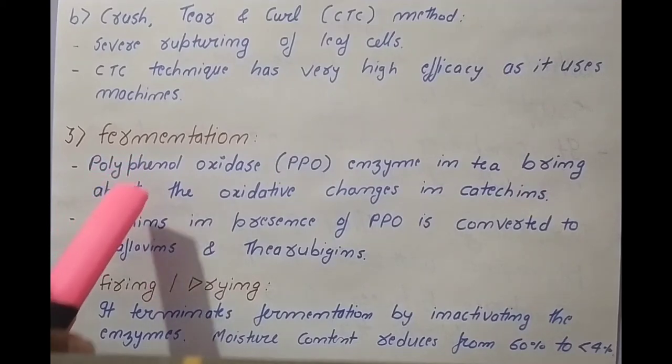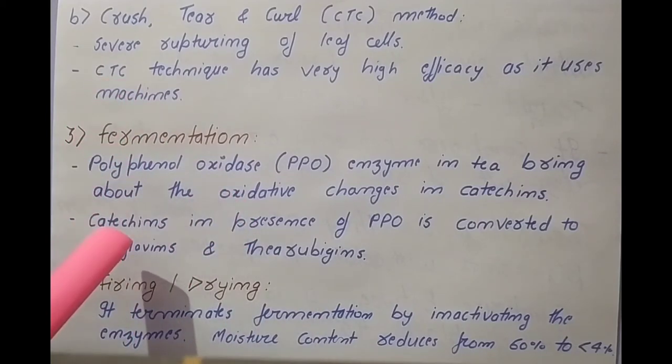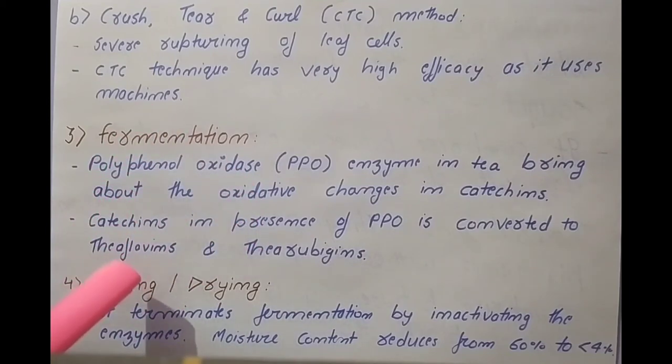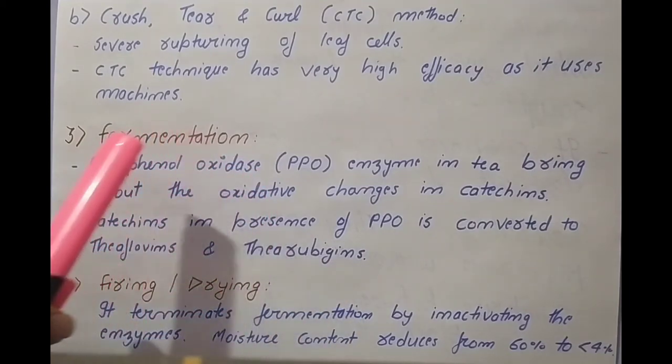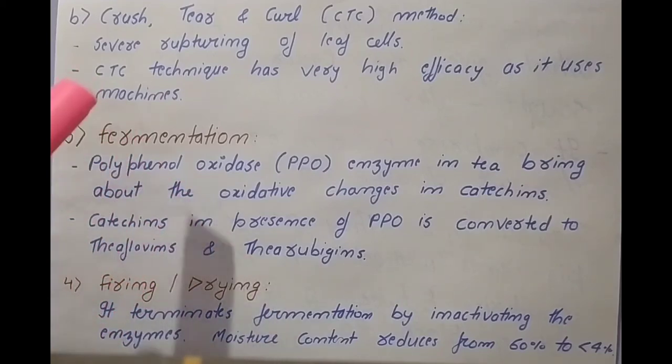The fourth process is fermentation. In fermentation, the PPO enzyme in tea brings about oxidative changes in catechin. Catechin, a polyphenolic compound, in the presence of PPO is converted to theaflavin and thearubigin, which converts the color of green tea into a reddish brown color.